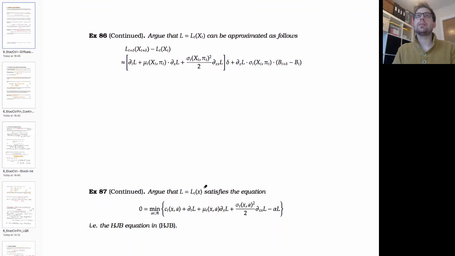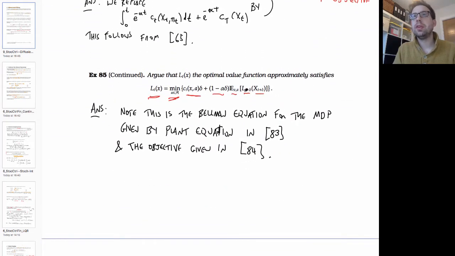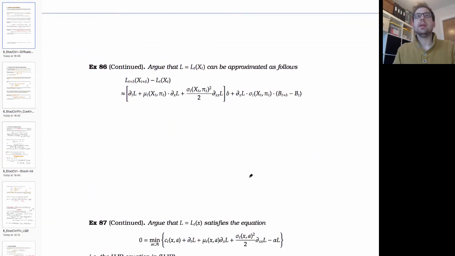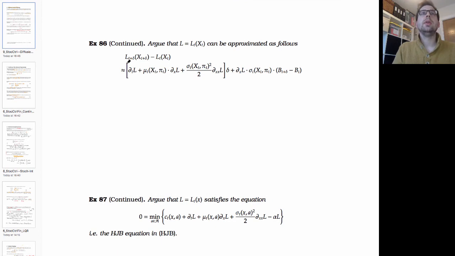Now, notice that we've got one term in here, L_(t+delta)(x_(t+delta)). That's somehow the most complicated term in this expression, and we want to deal with it. So this is how we're going to do it. We're going to look at the change in L_(t+delta)(x_(t+delta)), and it says to argue that this can be approximated by this. Well, this is exactly Ito's formula for this function.